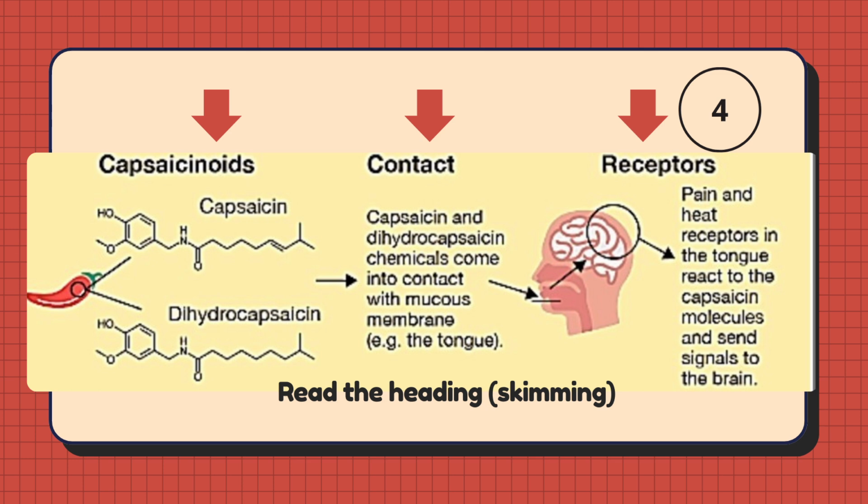Okay, the first heading is the capsaicinoids, and you don't know the meaning of this term. Another is contact. Another is receptors. Meaning to say that these three headings have something to do with your answers later on.